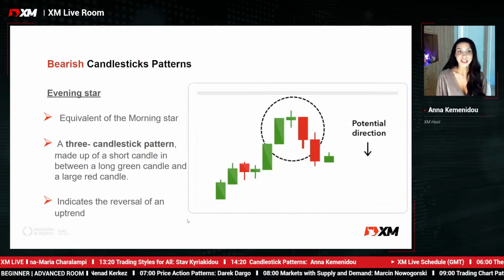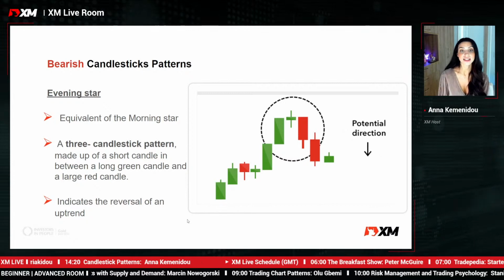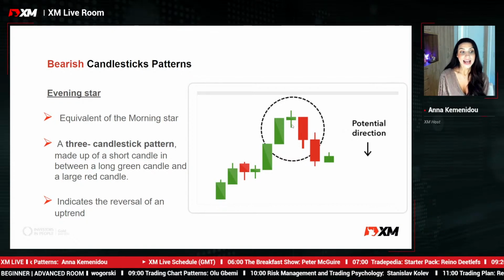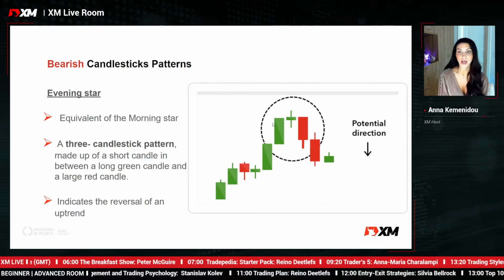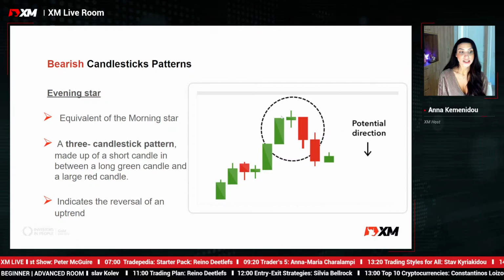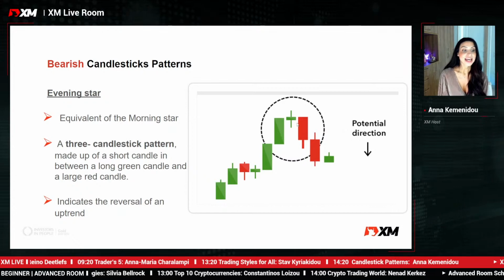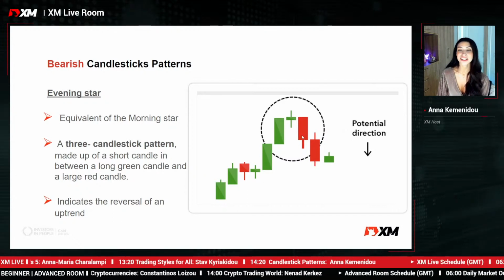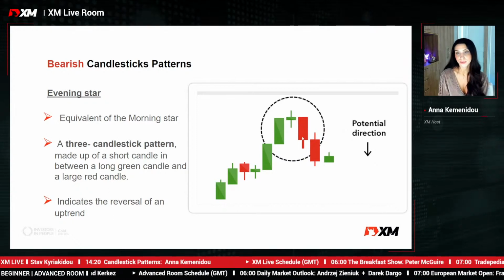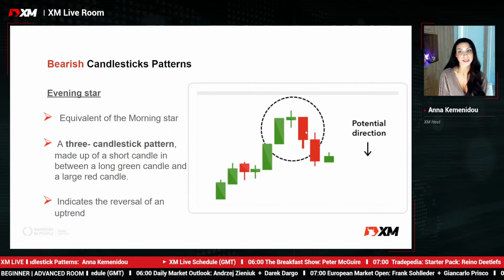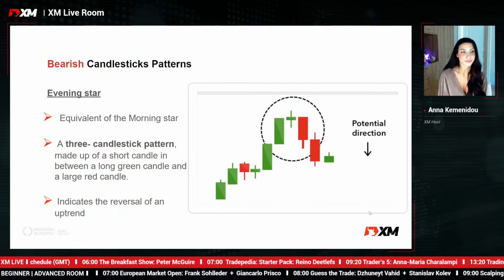Moving on, evening star. Now, the evening star is a three candlestick pattern, meaning that it's made up of three candles, and it is equivalent of the bullish morning star. It is formed of a short green candle in between the ranges of a long green candle right over here on the left and a large red candle on the right. It indicates the reversal of an uptrend and is particularly strong when the third candlestick erases the gains of the first candle. Okay, so this is the first candle over here, and then the red comes up to erase those gains and move the potential direction from upwards to downwards again.